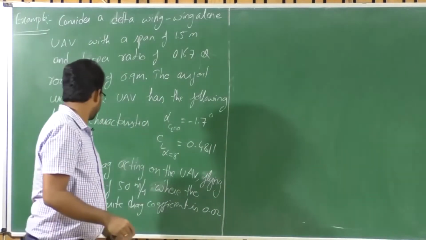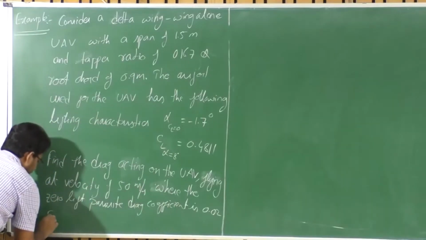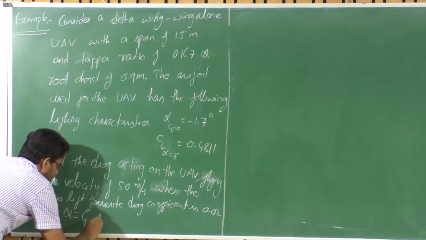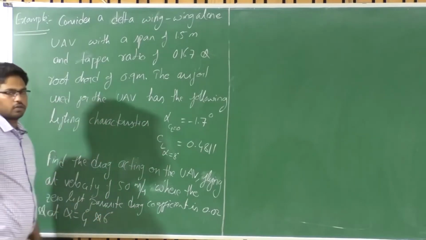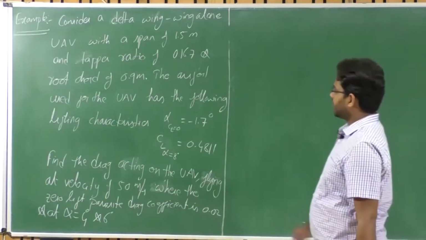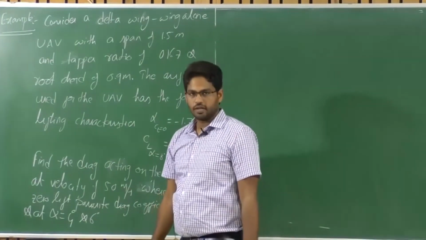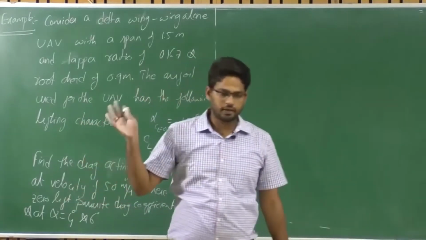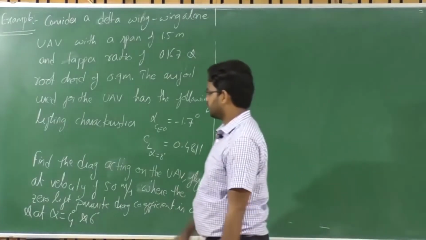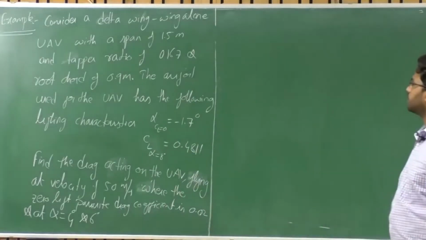Right? So what are we asked? Flying at 50 meters per second and at an angle of attack alpha equal to 4 degrees and 6 degrees. So we need to find the drag acting on a UAV with the given data when it is flying at 50 meters per second at sea level. Let us assume the flight is at sea level and it is inclined at an angle of attack of 4 degrees and 6 degrees. This is the information that we have right now.